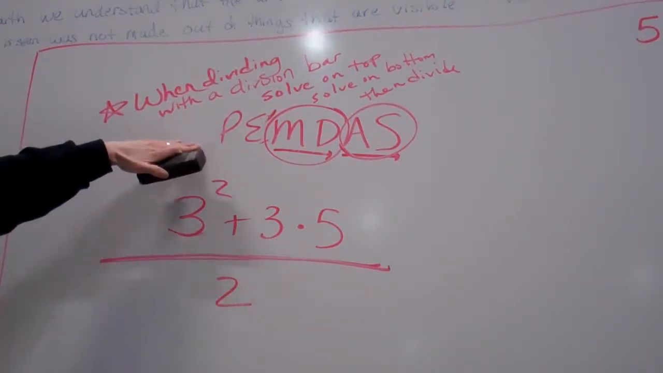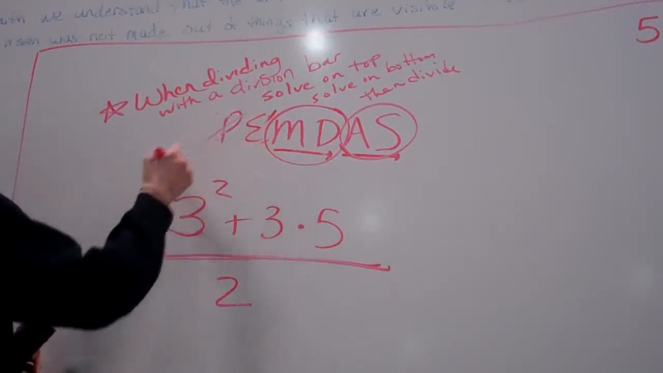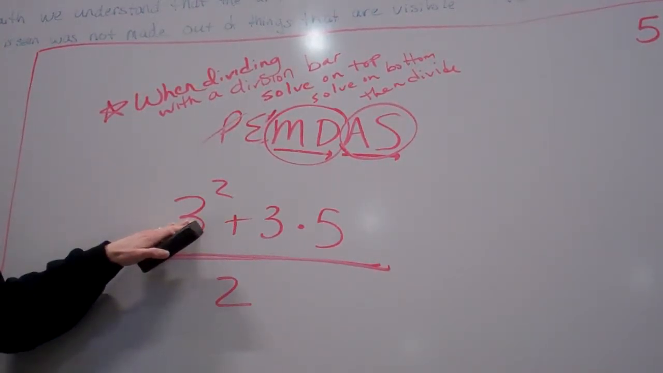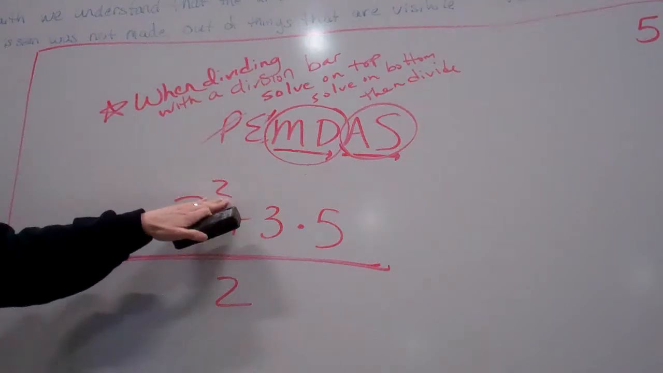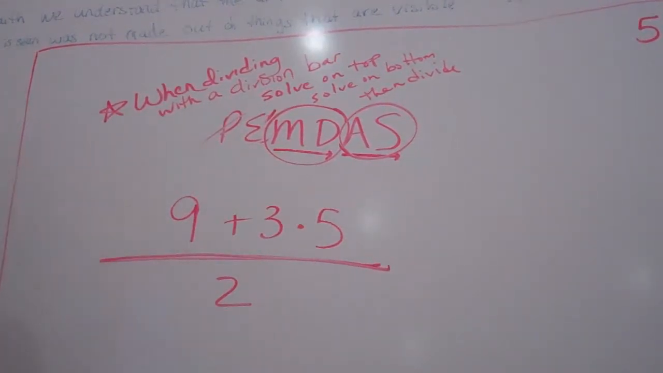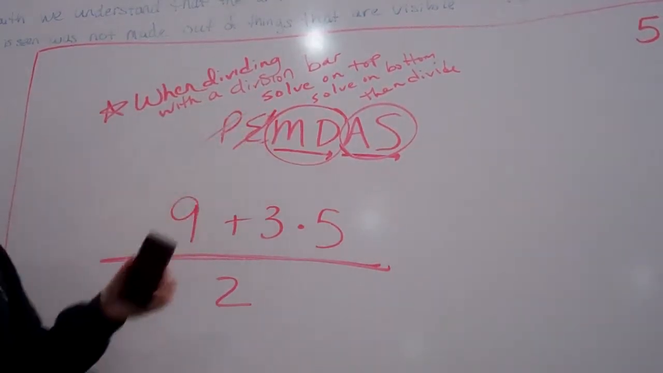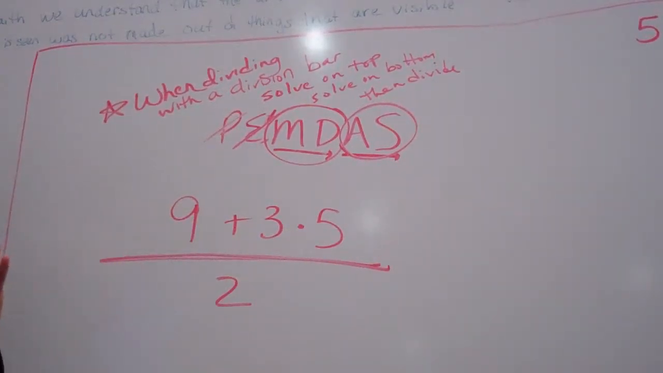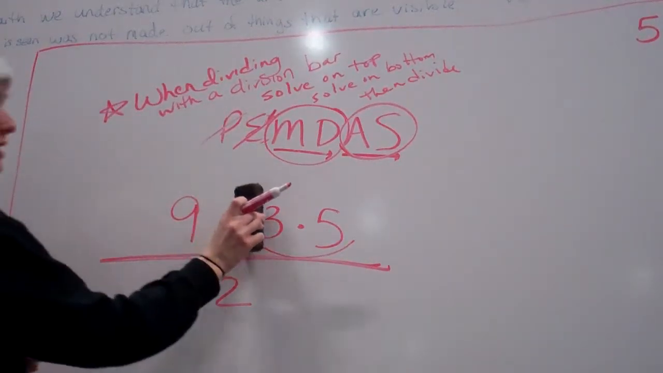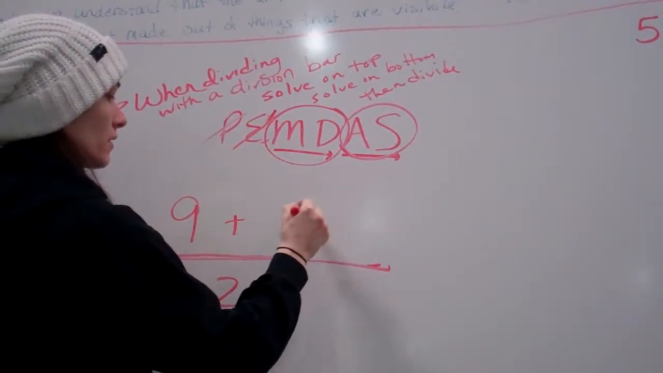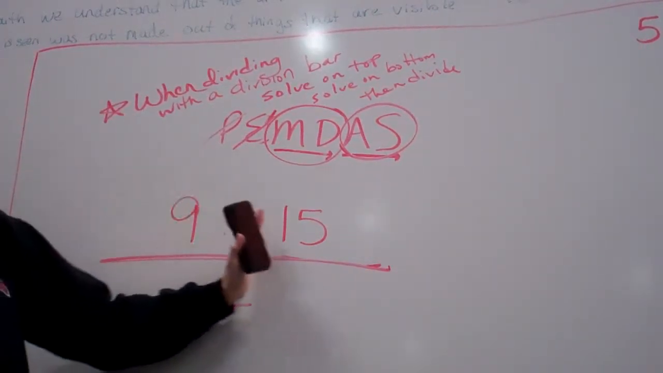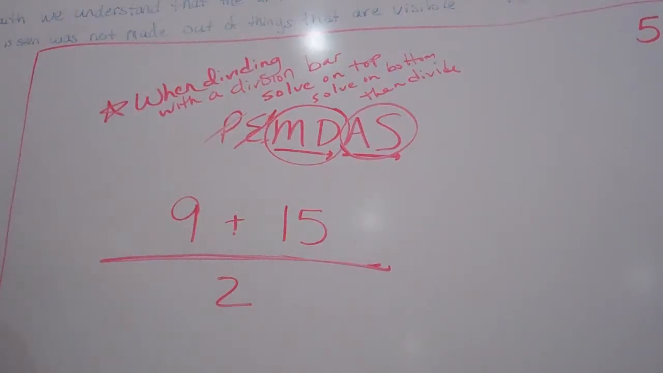Okay, so we're going to see, is there any parentheses? No. Is there any exponents? Yes. Okay, and what does this mean? 3 squared is 3 times 3, which is 9. I'm just going to erase to help me out. Okay, any multiply or dividing from left to right? It's going to be multiplication. And 5 times 3 is 15. Okay, is there any adding or subtracting? Yes. So we're going to go 9 plus 15 is 24.